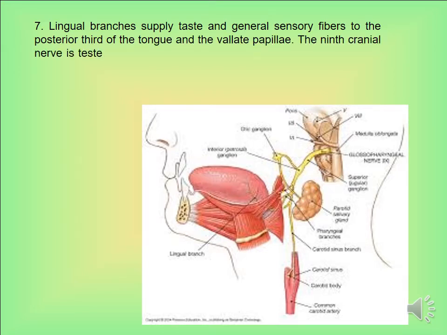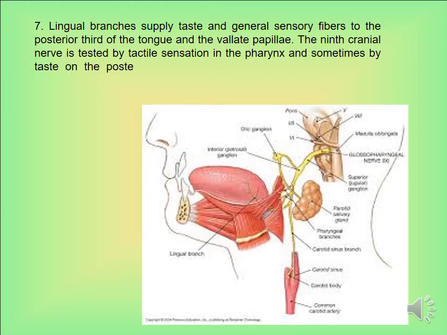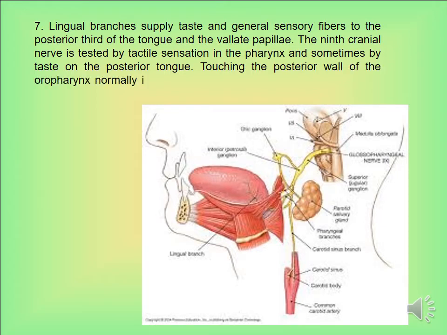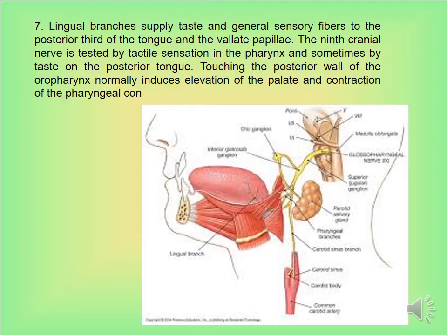The ninth cranial nerve is tested by tactile sensation in the pharynx and sometimes by the taste on the posterior tongue. Touching the posterior wall of the oropharynx normally induces elevation of the palate and contraction of the pharyngeal constrictor as a gag reflex.